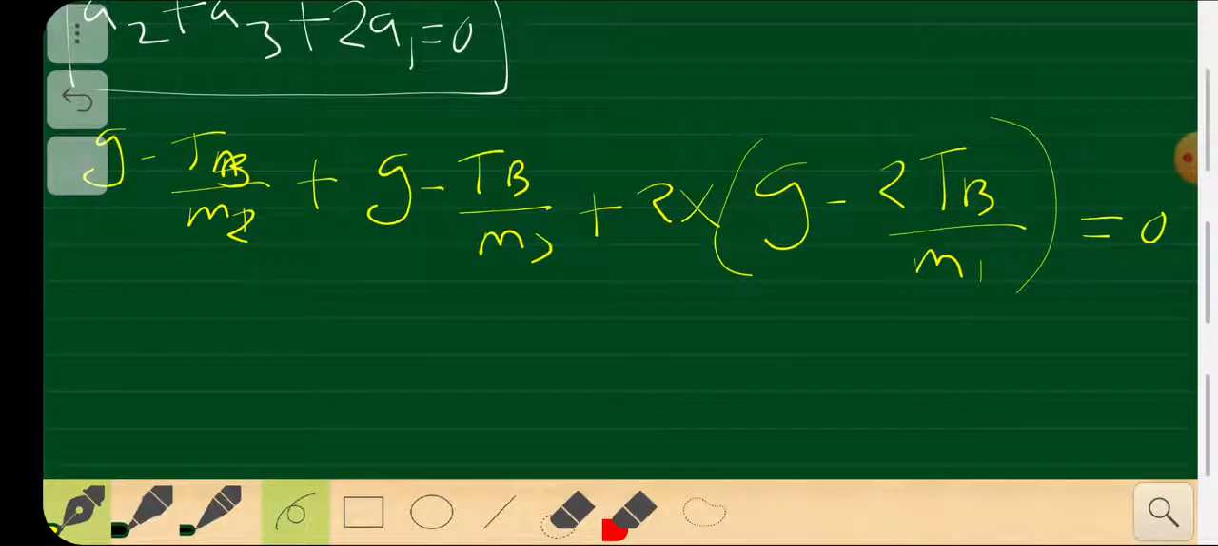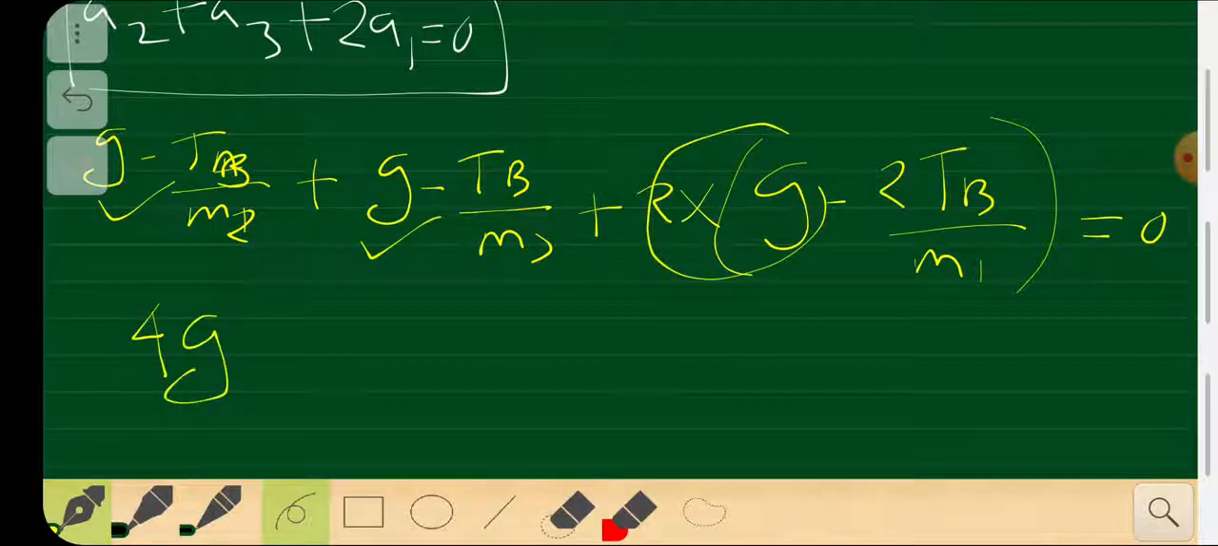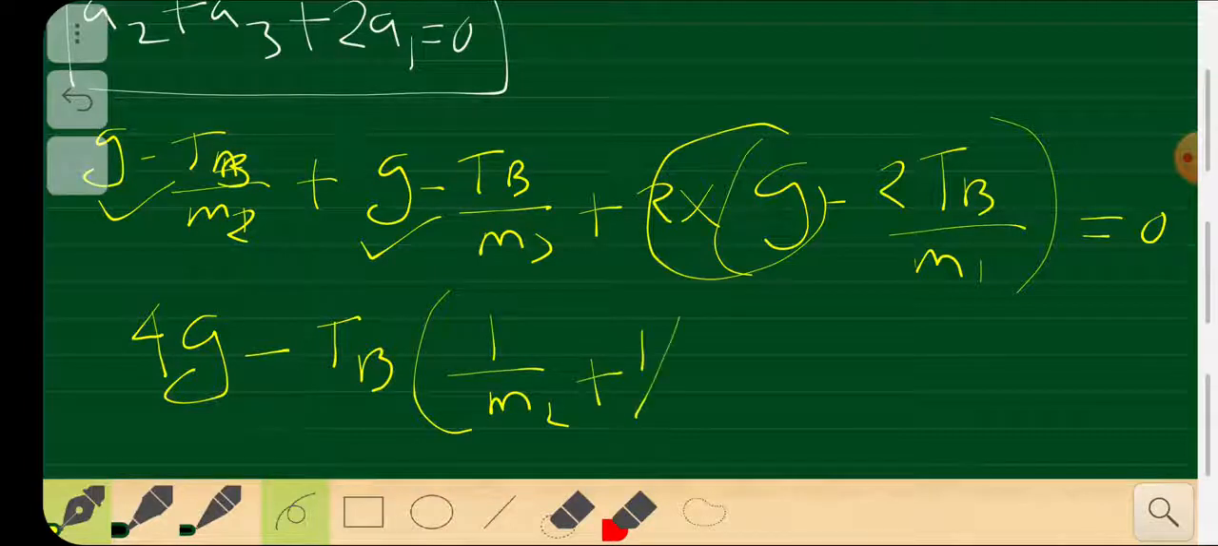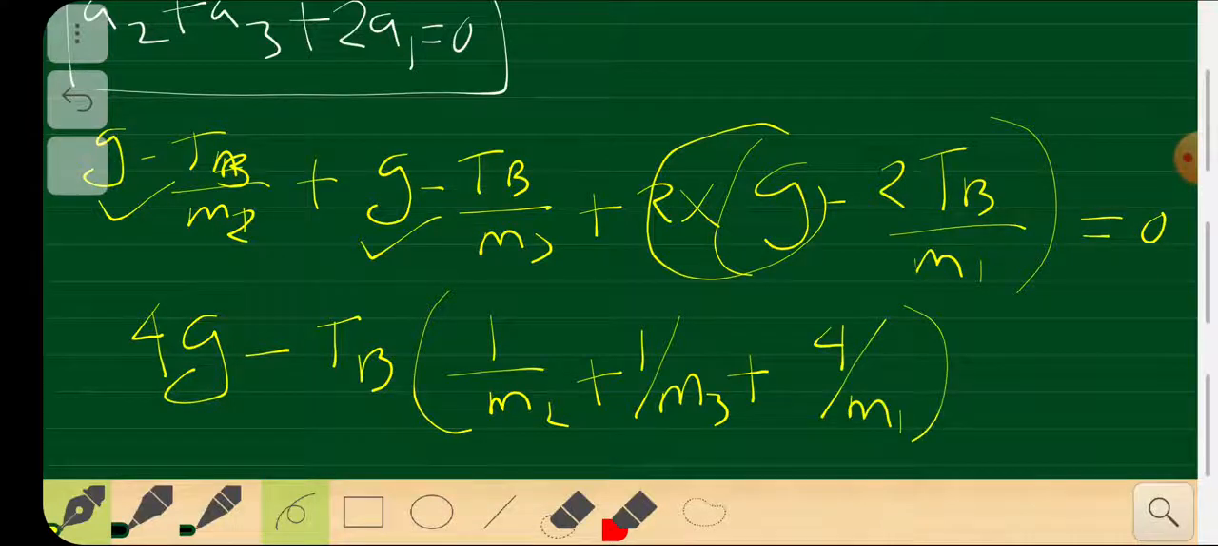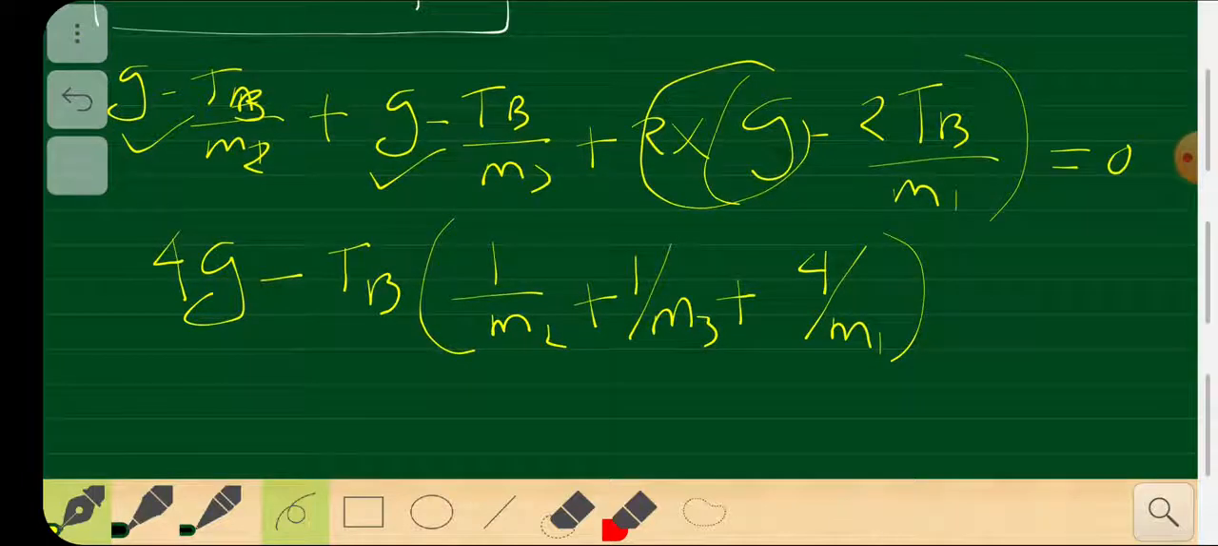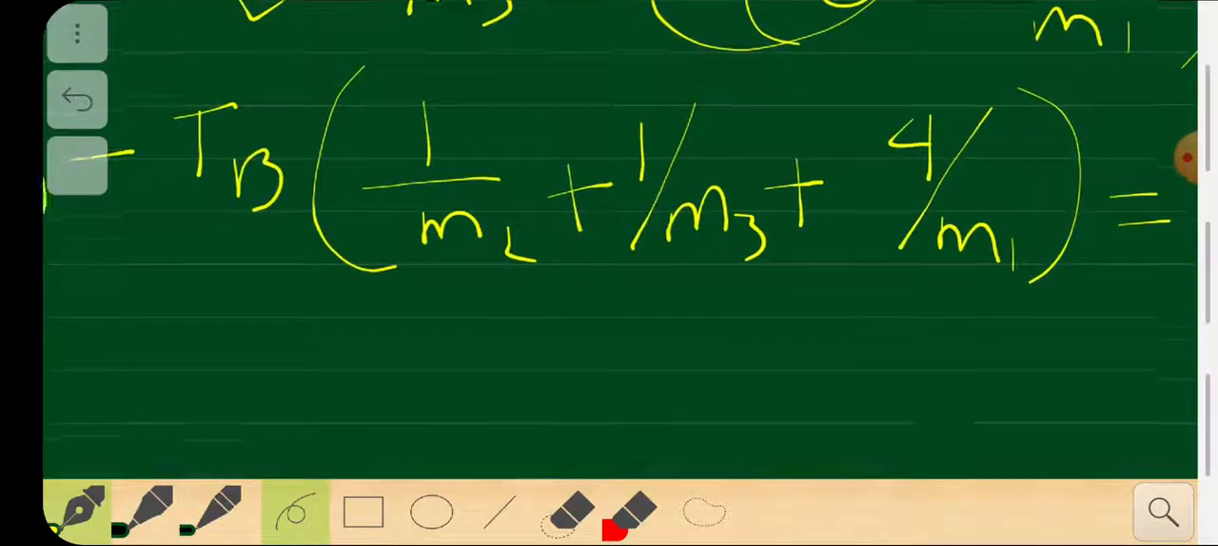I can take the g outside, so you get 1g here, 2g here, and then there is a 2g. So you get a total of 4g, right? 4g minus, I'm going to take TB outside, and what is inside is 1 by m2 plus 1 by m3 plus what 2 times 2 is just 4 by m1, right? 4 by m1. Okay, so that's what I get inside. So I just want this to be equal to 0. So now I can simplify this equation.